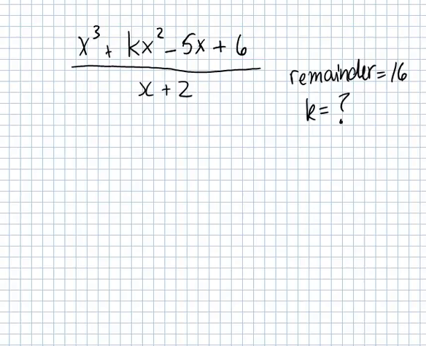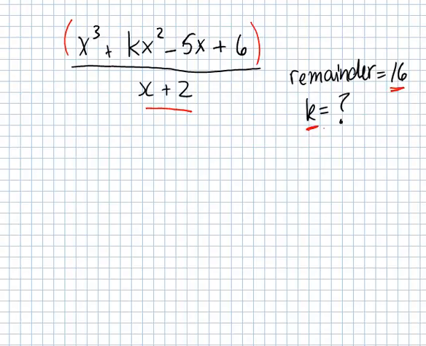Okay, somebody asked about question number 5 from the homework, where you're given the polynomial with some constant k built in there. For example, if you take the function x cubed plus kx squared minus 5x plus 6 and divide it by something, in this case x plus 2, they tell you the remainder is going to be 16. What is the value for k?